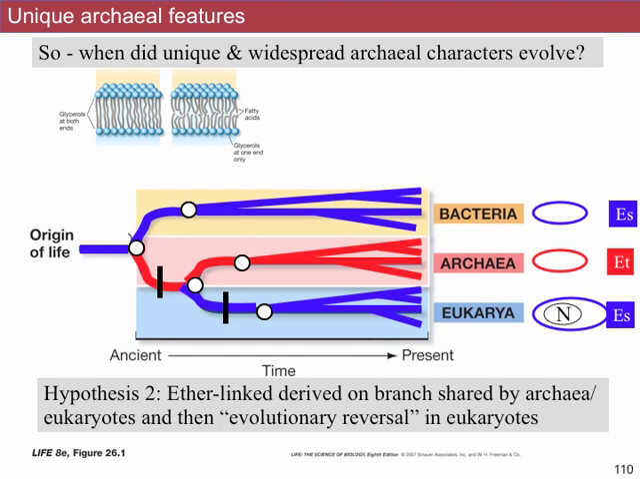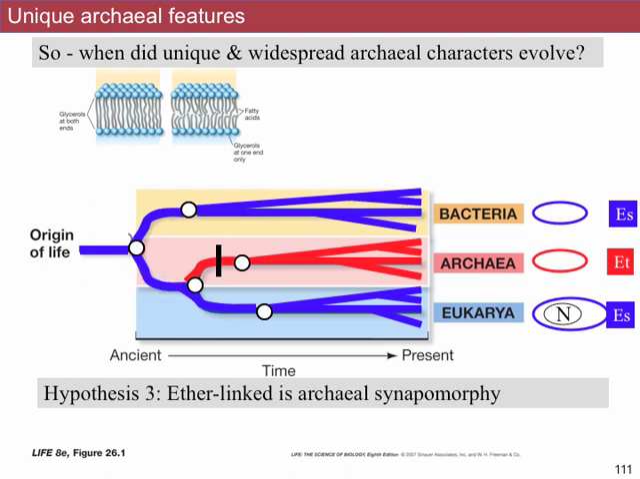It could have been gained in the common ancestor of Archaea and eukaryotes and then lost in eukaryotes. Or it could have been gained in the lineage leading up to the common ancestor of Archaea. This one only requires one change event. So it's one versus two, but this is a more parsimonious explanation. So features that are unique to and widespread in Archaea, we would conclude most likely originated in the branch leading up to the common ancestor of all Archaea, after it separated from the lineage that it shares with eukaryotes.